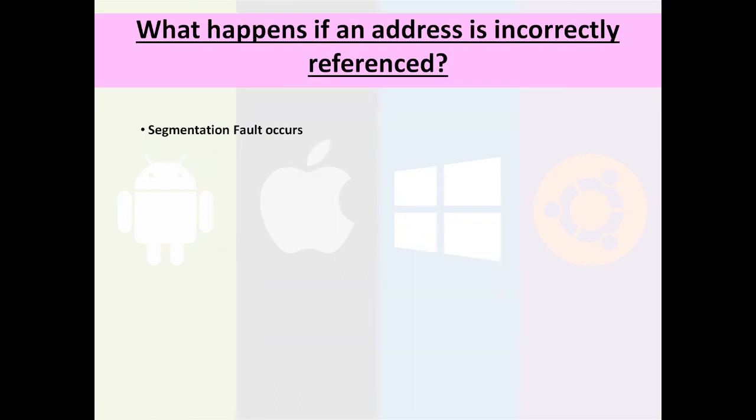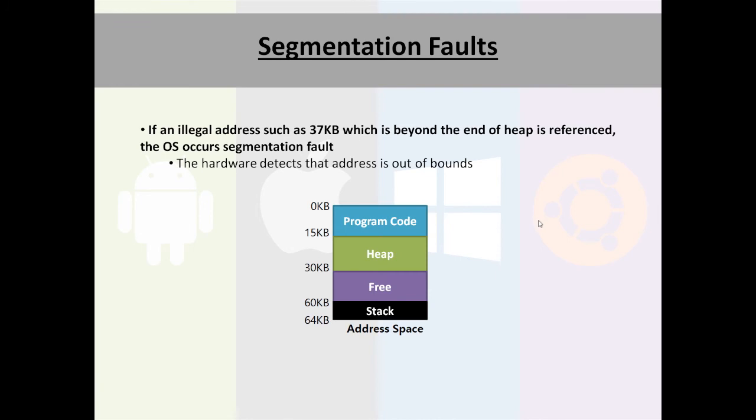What happens if an address is incorrectly referenced? Well, you guys have probably all experienced this. A segmentation fault occurs. Now, what leads up to segmentation faults? If an illegal address such as 37 KB, which is beyond the end of the heap, since the heap ends at 30, is referenced, the OS raises a segmentation fault violation. That's because the hardware, our base and bounds registers, detects that this address is outside of the bounds and flags an error.